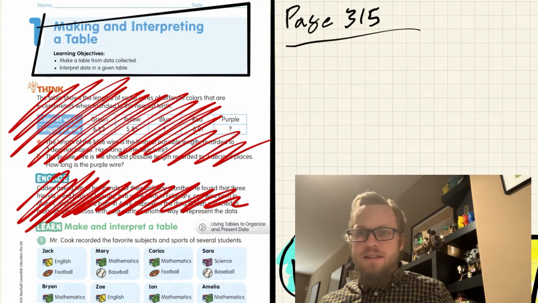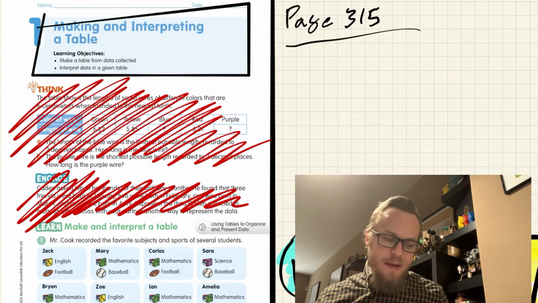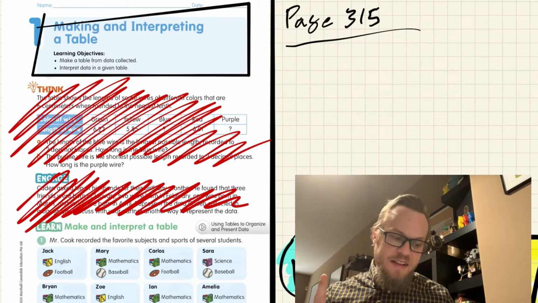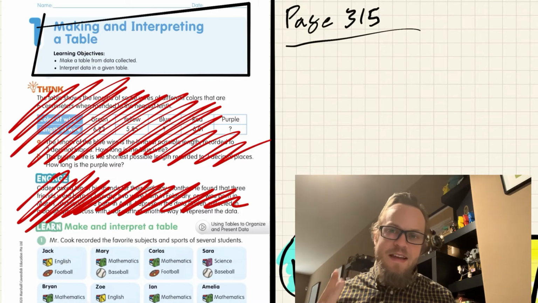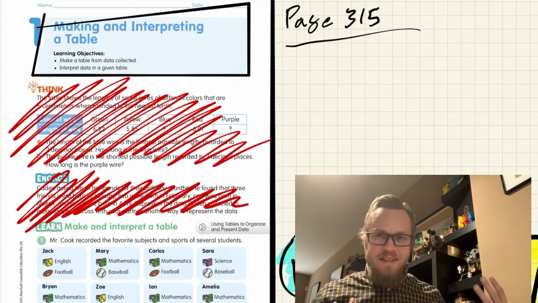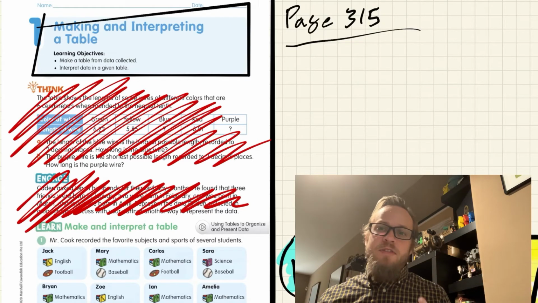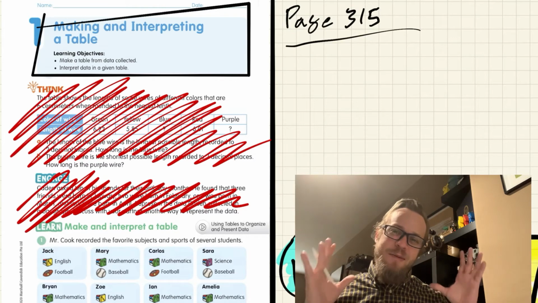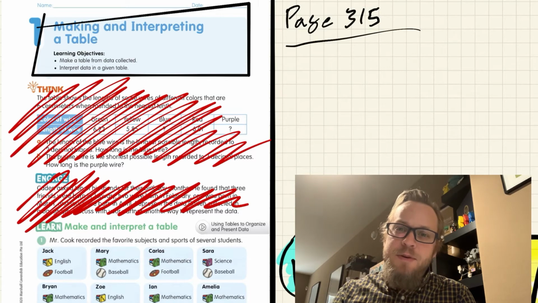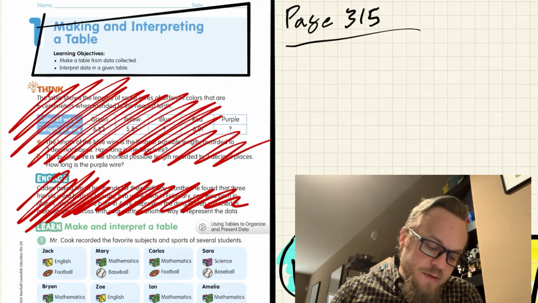All right, so this gets us into today's actual chapter, making and interpreting a table. So our 2 objectives for today, we're going to make a table from data that is collected, and we're going to interpret data in a given table. Okay, so normally if we were in the class, I'd have you survey all of your friends, ask questions, come up with a bunch of information on your own. Unfortunately, we're limited in capacity on that. So as we get into this lesson, we're more focused on interpreting the data, but hopefully you can make your own data as you go through this.